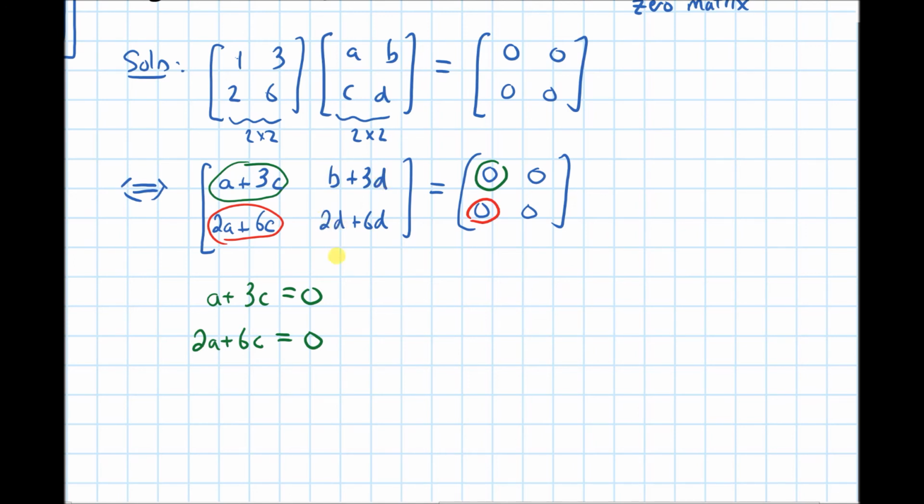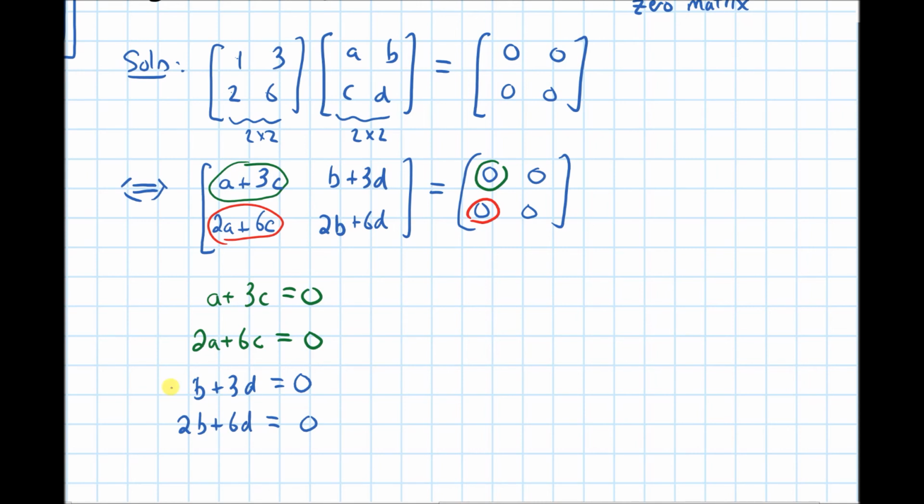Sorry, I think I miswrote this. I shouldn't have said 2d. Maybe you guys actually caught that and already wrote it correctly. This should have been 2b when I multiply the 2 times that b. Okay, so writing those, I get that b plus 3d needs to equal 0, and 2b plus 6d needs to equal 0. So I need to figure out what a, b, c, and d could be in these equations to make them all true.